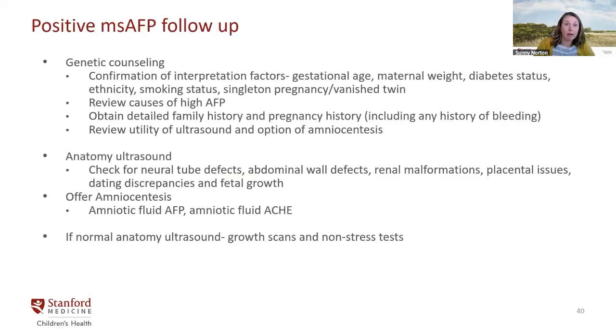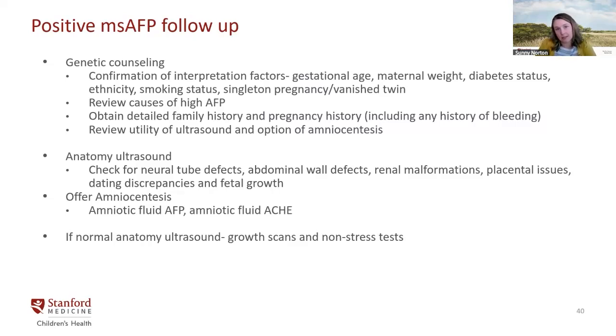So when a patient has a positive AFP, we provide genetic counseling and discuss all of the possible etiologies, including neural tube defects or ventral wall defects, as well as things that can cause a false positive. So twin gestation, incorrect dating, bleeding in the pregnancy. So other things that can result in a high AFP. We obtain detailed medical and family history, offer an ultrasound at 20 weeks specifically, or as close to that as possible. And then we offer amniocentesis.